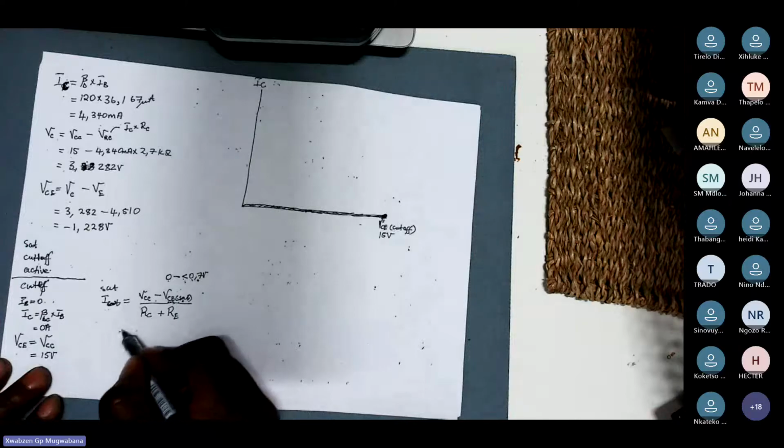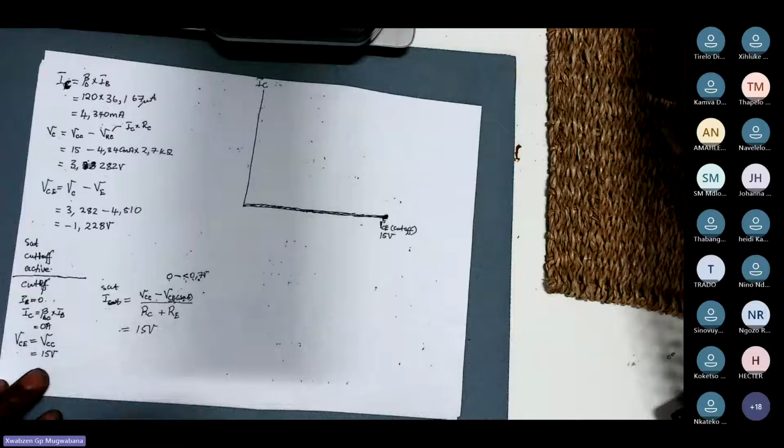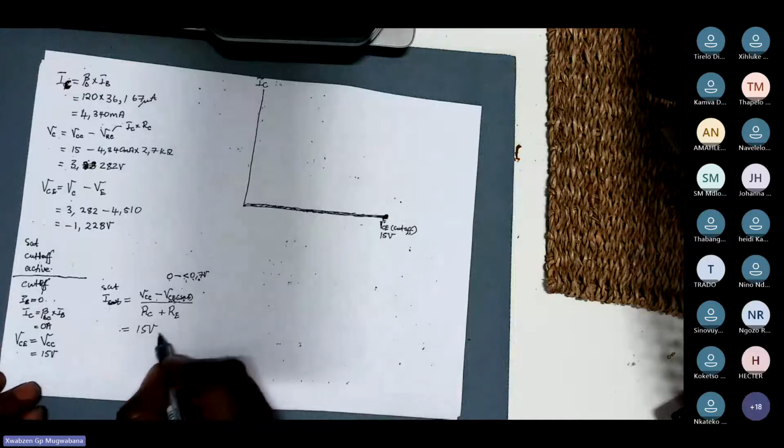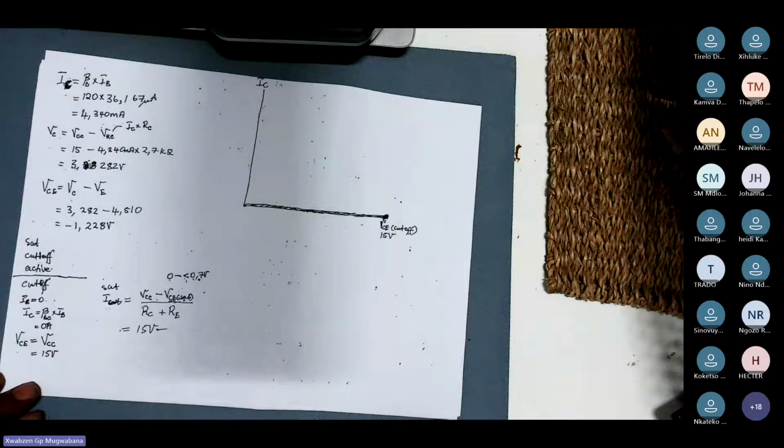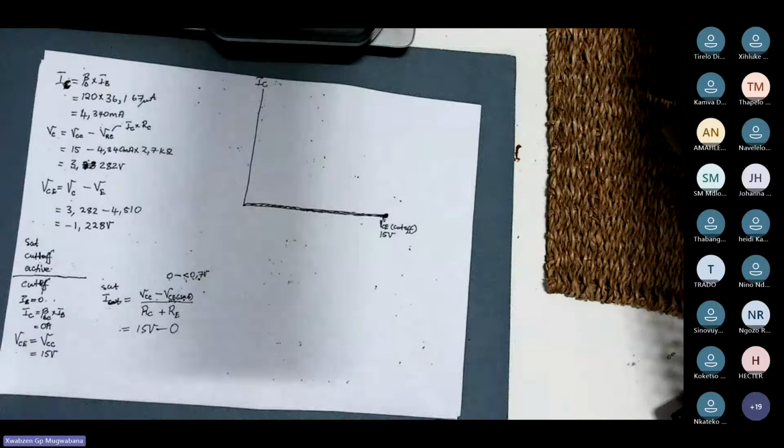Now, then you will go and say, what is VCC? VCC, it is 15 volts. Are we together on that part? Once VCC is 15 volts, then you will say 15 volts, then minus. What is saturation? Is saturation given? It is not given. Because saturation is not given, we'll assume that saturation is 0. If it was given, it was going to be told that your saturation is this value. Are we together?